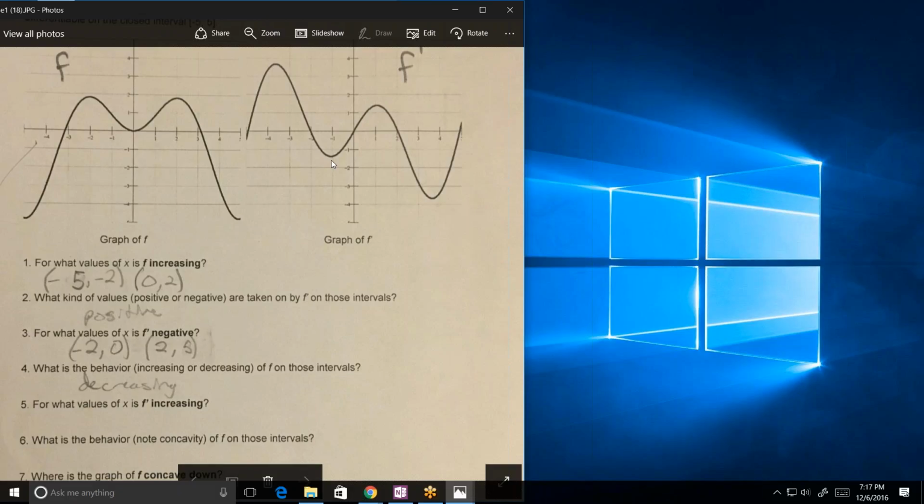And remember what a negative second derivative means. It means concave down. So as f prime decreases from this point here to this point here, f double prime is negative that whole way, and that means the original function is concave down that whole way. Well, we can see that. We see that from there to there, it's concave down.